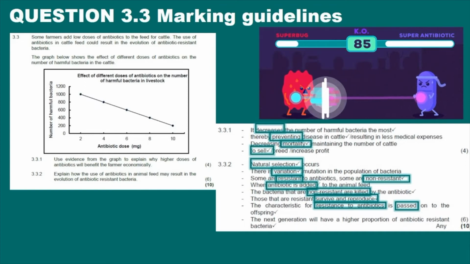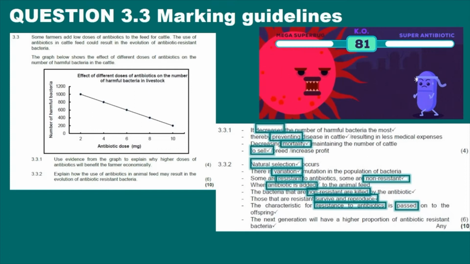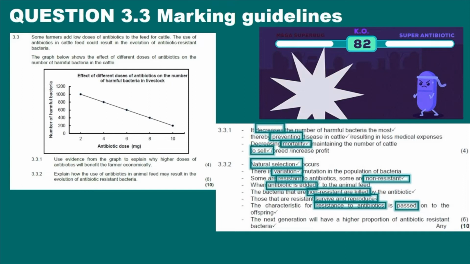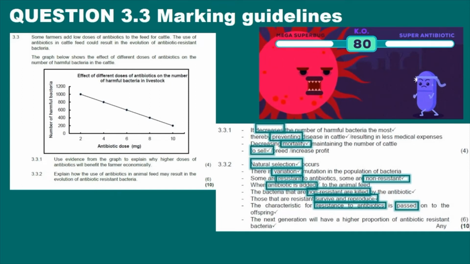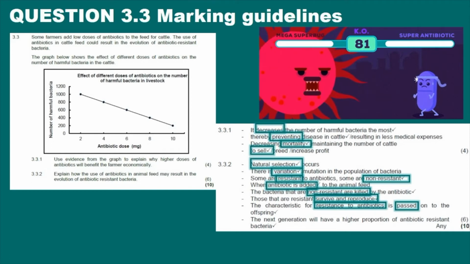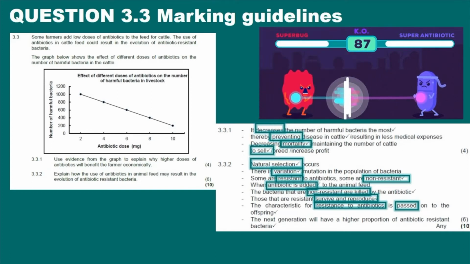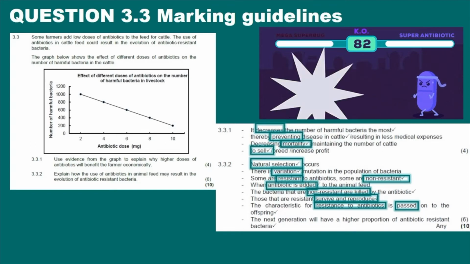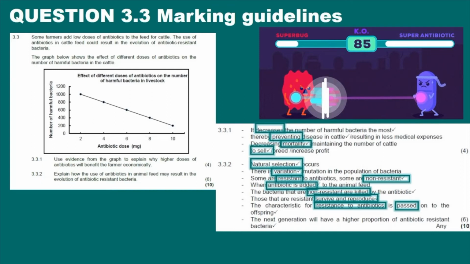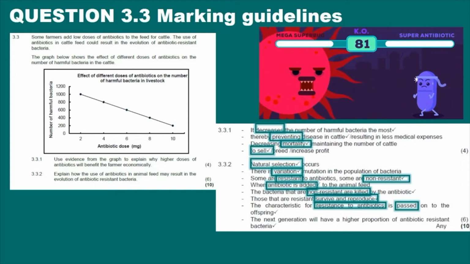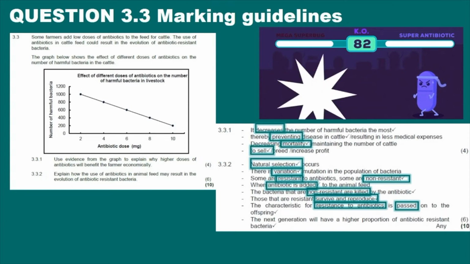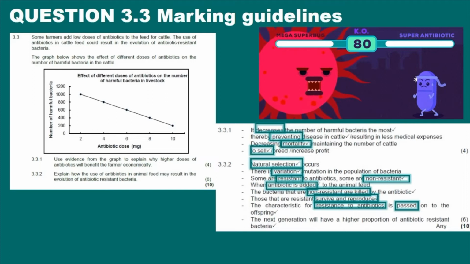But if you look at question 3.3.2's answer, where we explain how resistance builds up in these bacteria, we see that this is not a very effective way of treating bacteria, because in the long run it will have a massive effect on our livestock. The harmful bacteria will become resistant, and that antibiotic will no longer be effective against this bacteria, and then we will end up losing more cattle, and it's going to cost that farmer quite a lot. So in the long run, this is definitely not effective.